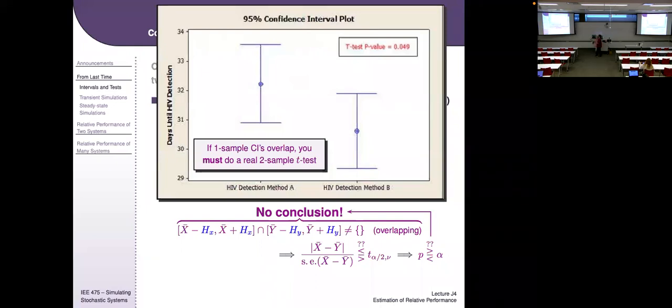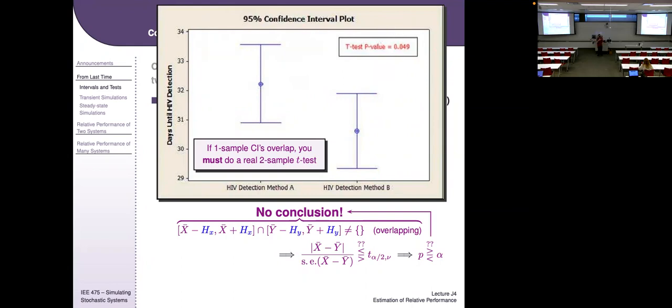So that's sort of example here. This is a 95% confidence interval for HIV detection method A. Here's another confidence interval from detection B. These are days until detection. So they're trying to test whether one detection method is faster than the other. And in this particular case, the confidence intervals overlapped. So we had to run a two-sample t-test, and it calculated a p-value of less than 0.05. So even though the confidence intervals overlapped pretty appreciably, they still had a significant difference.